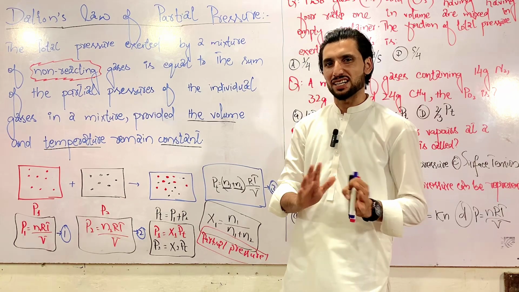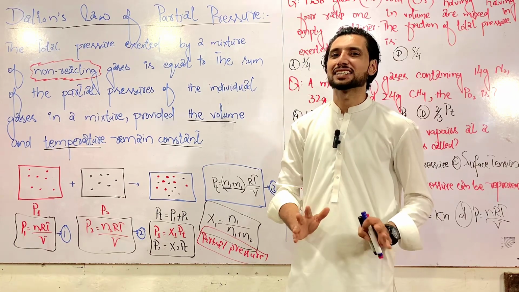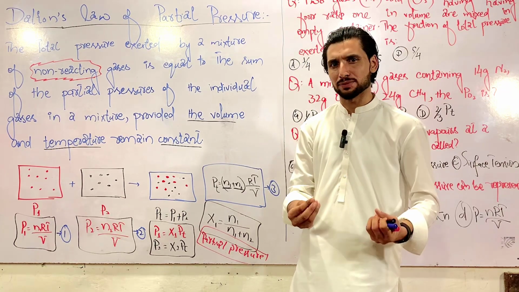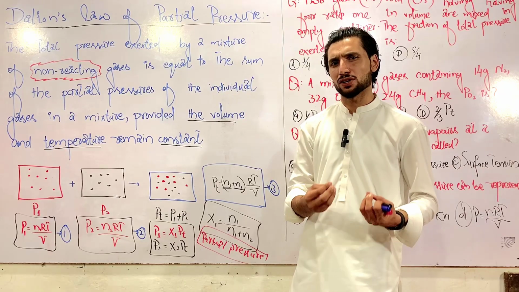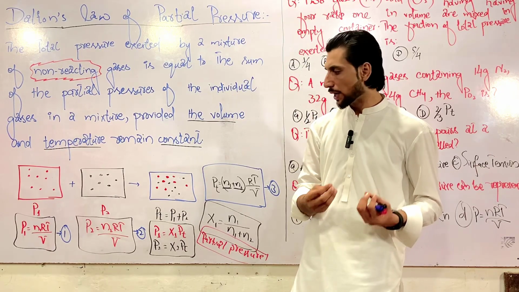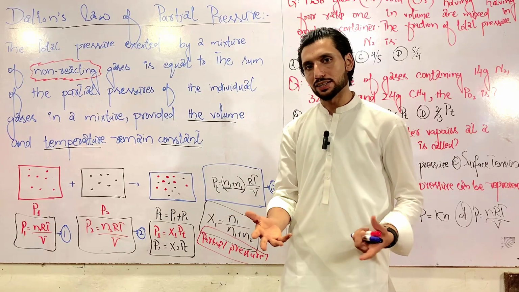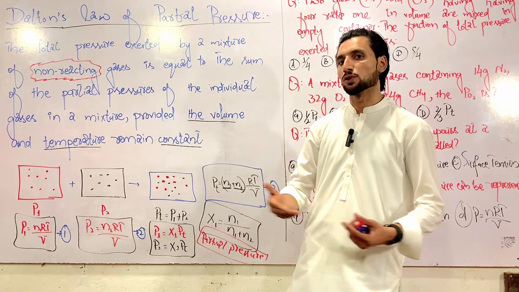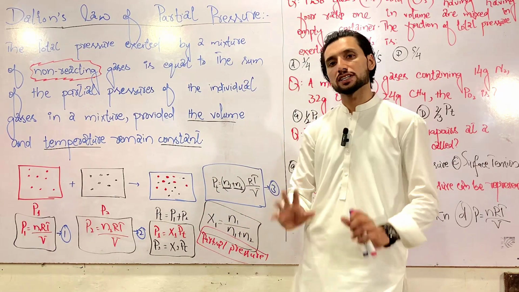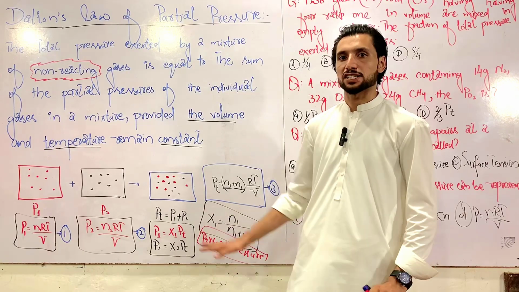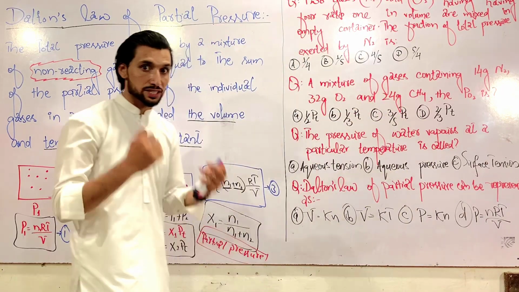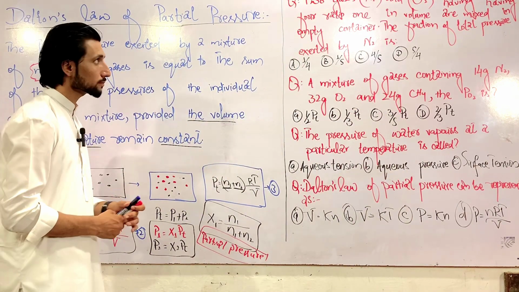So these pressures are not affecting one another. If you are trying to find an individual pressure, multiply the total pressure by the mole fraction, that is, how much of that substance is present in the mixture. Now we will come to the MCQs and concepts.